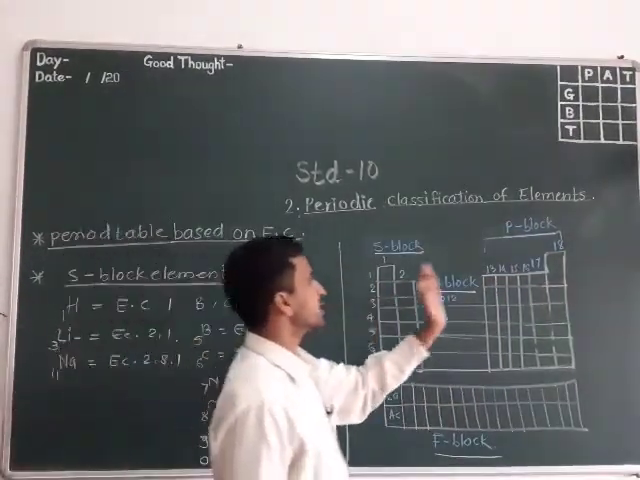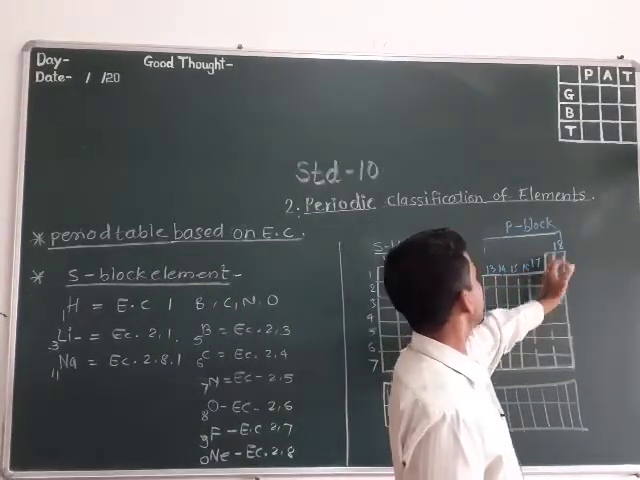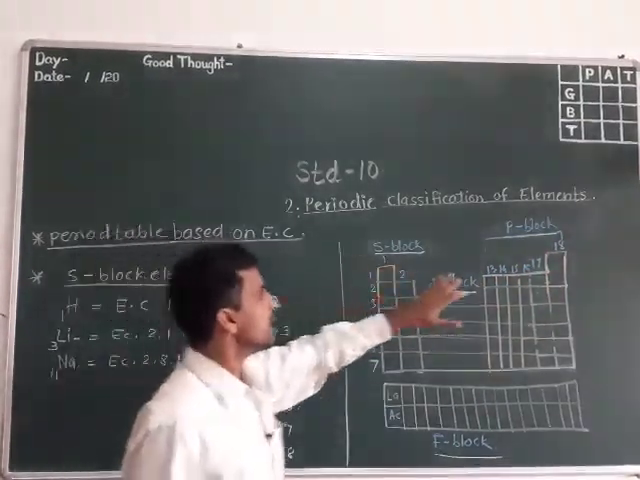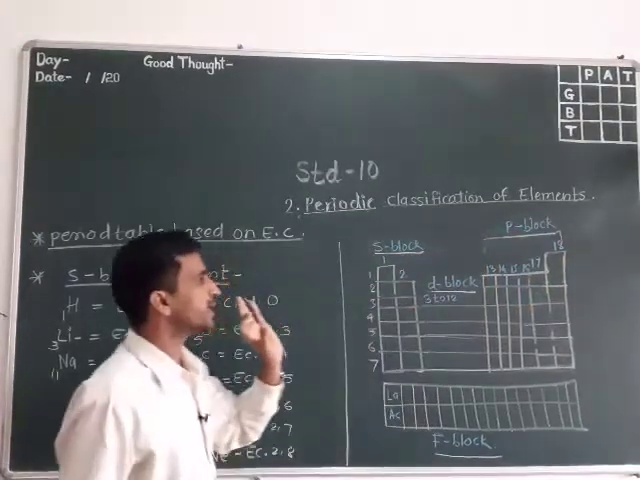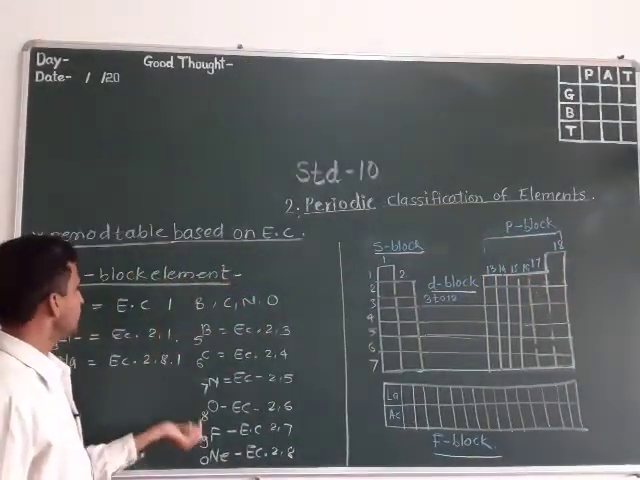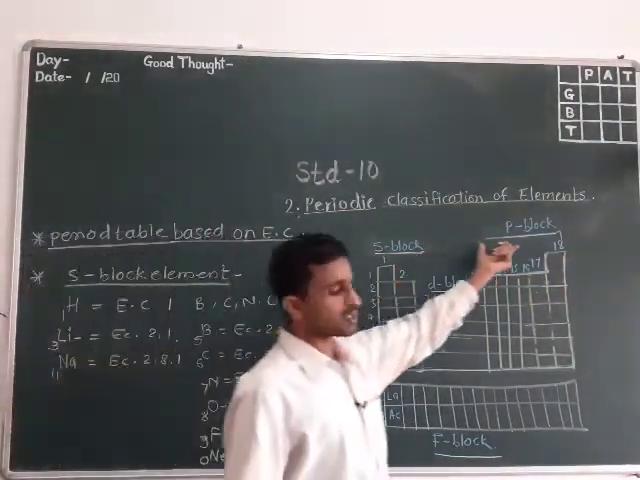The electrons in the outermost shell increase across groups 13, 14, 15, 16, 17 and 18. The 18th group is the zero group, or inert gas or noble gas, which belongs to the P block elements.